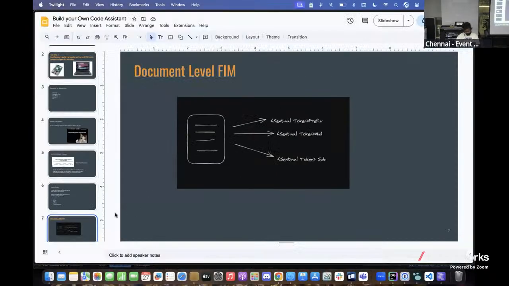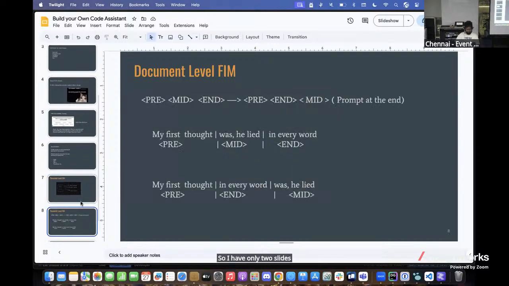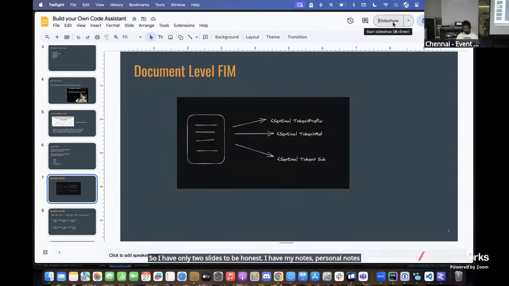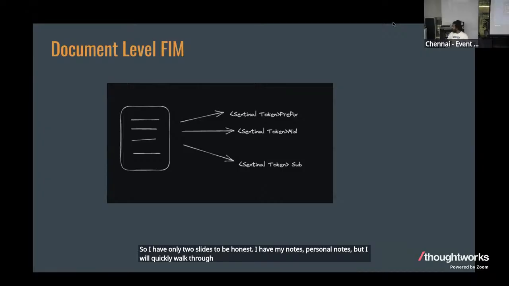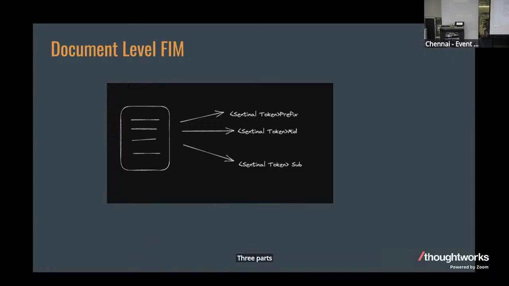I have only two slides, to be honest. I have my personal notes, but I will quickly walk through the slides. So let's assume there's a document, and you're going to split the document into three parts: prefix, middle, and suffix. You're going to make them equal parts, one third each.